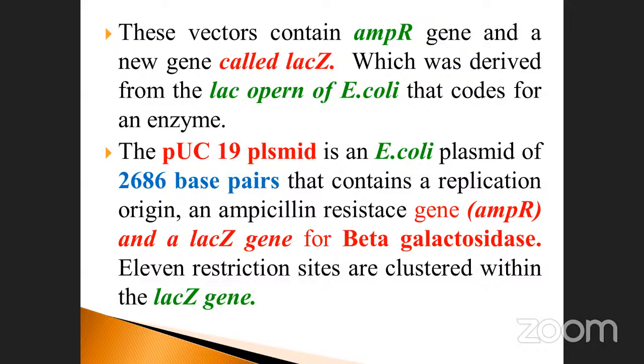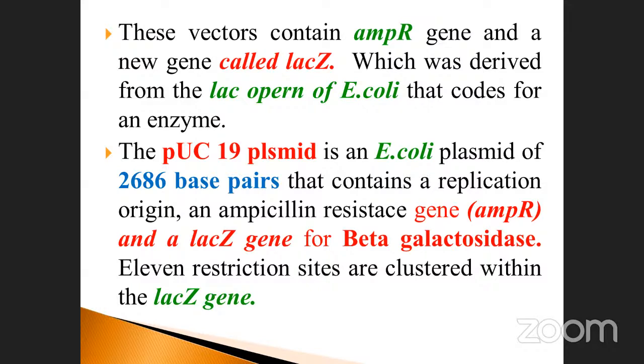So the E. coli bacteria has an extrachromosomal body, and the particular gene is responsible for lac. That gene was isolated from the E. coli and also inserted into which one, you know? The pUC. Okay, so pUC19 plasmids also. They have given the name 19. See that one. The pUC19 plasmid in E. coli is a plasmid of 2686 base pairs that contains the replication origin and ampicillin resistant gene and a lacZ gene for beta galactosidase.